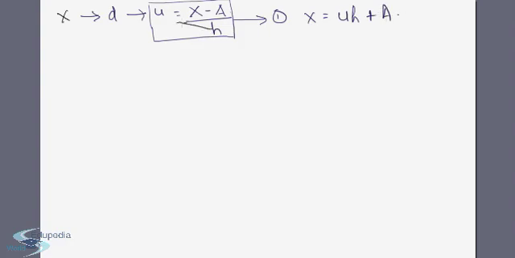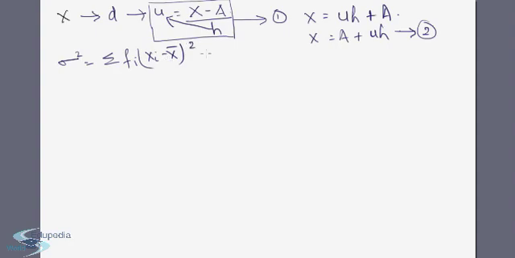So what I've done is I've taken this h here, so it becomes u into h, and this minus a goes to the other side of the equals and becomes plus a. So I can write x equals a plus u into h. We'll write it as equation 2, and we have our standard formula of variance as summation fi into xi minus x bar square. Okay, the variance of x is this. Let me call this 3.